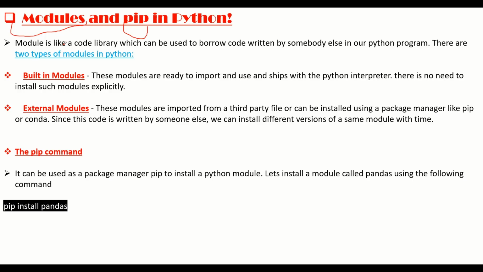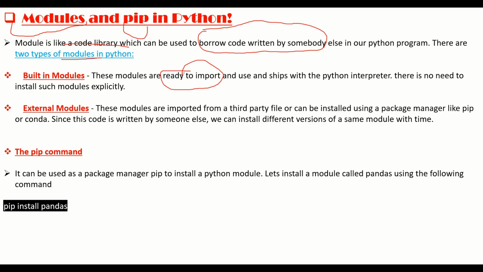So a module is like a code library which can be used to borrow code written by somebody else in our Python program. There are two types of modules. First, built-in modules. These modules are ready to import and use. Okay, so they are already installed with the Python interpreter. There is no need to install such modules explicitly.